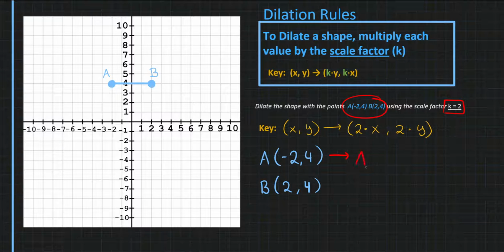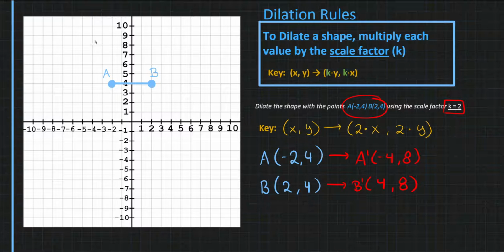For A prime, that simply means multiplying negative 2 times 2, which is negative 4, and 4 times 2, which is 8. For B prime, that would mean just going 2 times 2, which is 4, and 4 times 2, which is 8. And there you go. It's dilated. Let's graph the points.